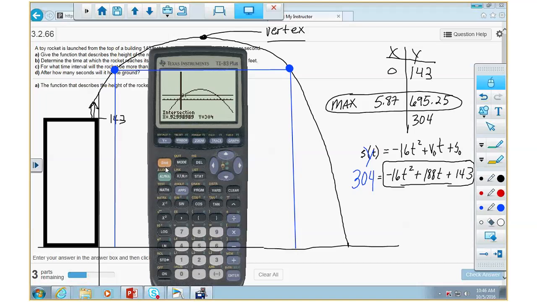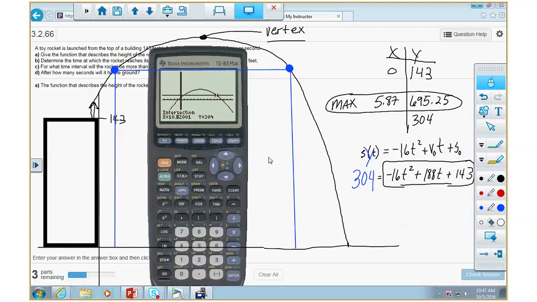And then hit second, calculate, intersect. First curve, second curve, and yes, go over to the other side. $10.82.